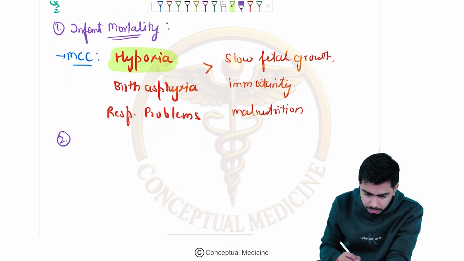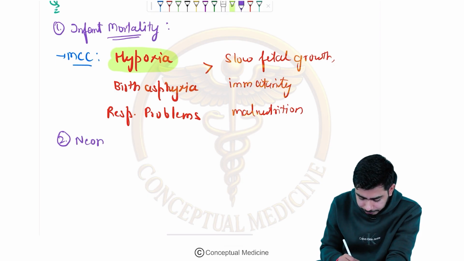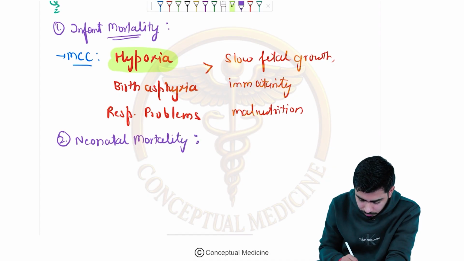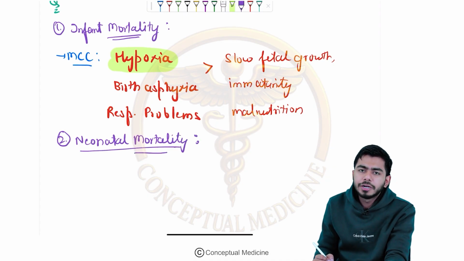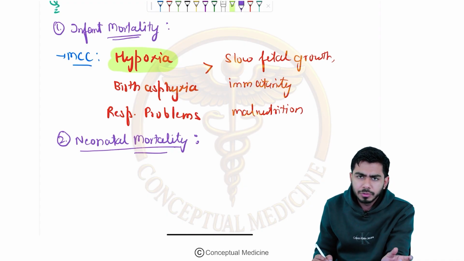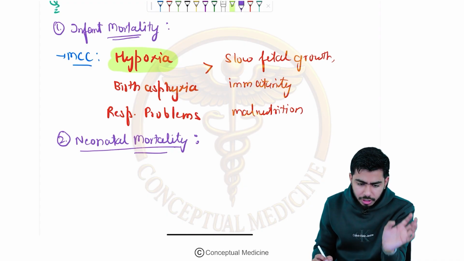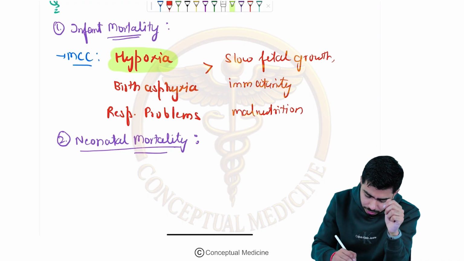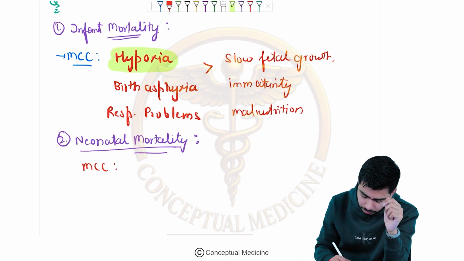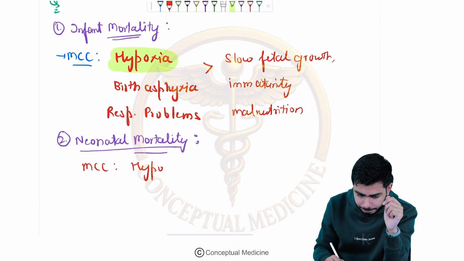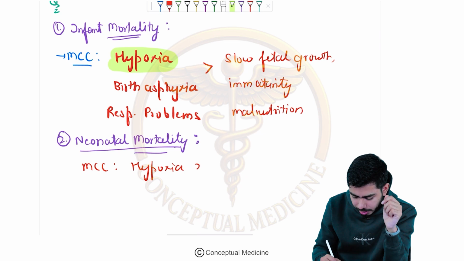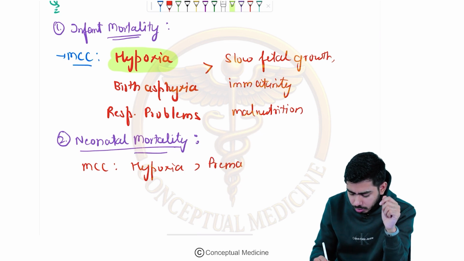Second one is neonatal mortality. We know what the neonatal period is. Neonatal period is 0 to 28 days, I mean from birth to 28 days. For neonatal mortality, the cause will be the same. Most common cause will be hypoxia, and then you can write prematurity, but the most common cause, please remember, is hypoxia.